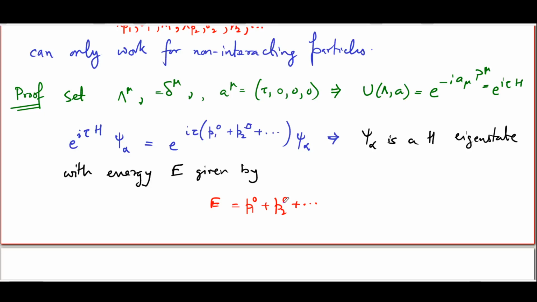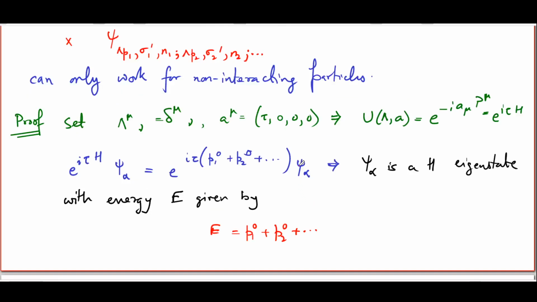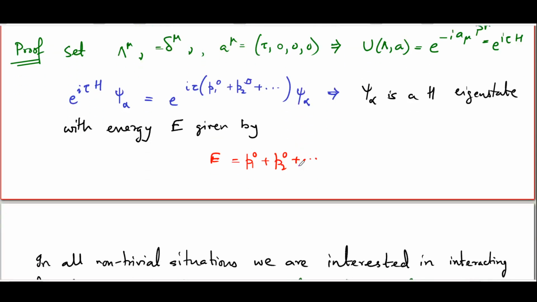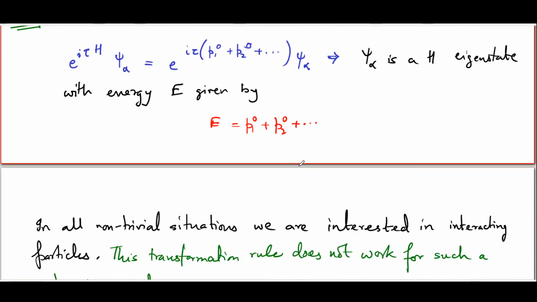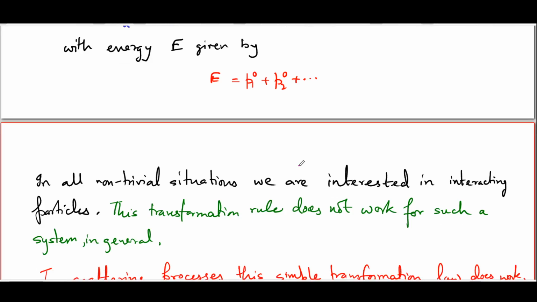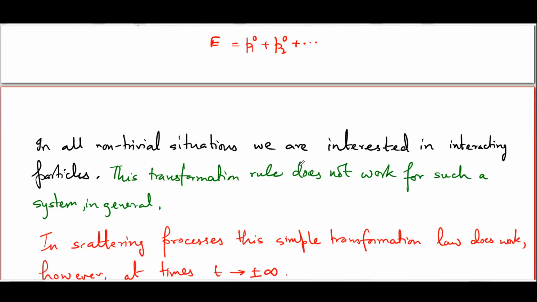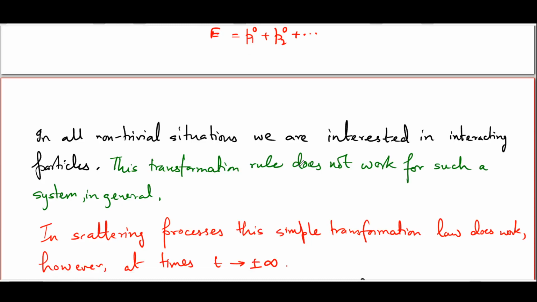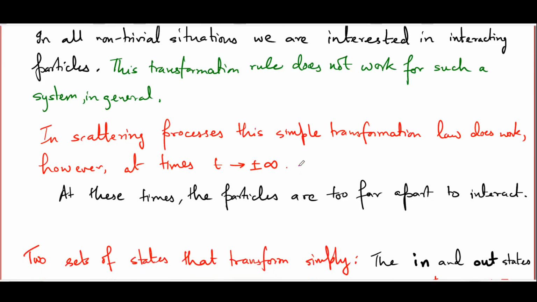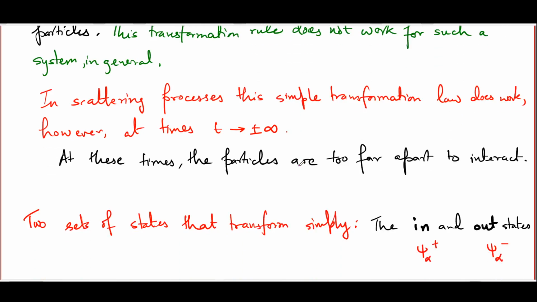Of course, this is a bit of a dampener, because in all non-trivial situations, we are actually interested in interacting particles. And this simple transformation rule does not work for such a system in general. Now, on the other hand, as we have already said before, in scattering processes, the particles behave essentially like non-interacting particles very far in the distant past and in the distant future. And in scattering processes, therefore, this simple transformation law will work, however, at times t going to plus or minus infinity, because at these times the particles are too far apart to interact.